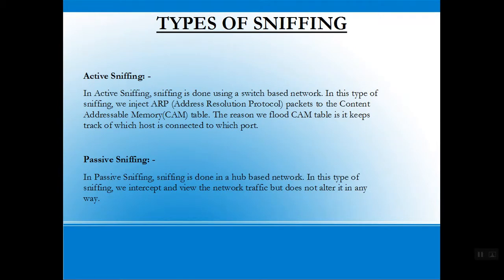Types of sniffing. There are two types of sniffing, active sniffing and passive sniffing. In active sniffing, sniffing is done using a switch-based network. In this type of sniffing, we inject ARP, or Address Resolution Protocol, packets into the Content Addressable Memory, or CAM, table. The reason we do this is that we flood the CAM table, which keeps track of which host is connected to which port. Passive sniffing: in passive sniffing, sniffing is done in a hub-based network. In this type of sniffing, we intercept and view the network traffic but do not alter it in any way.